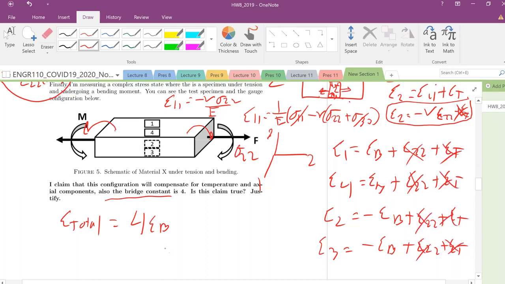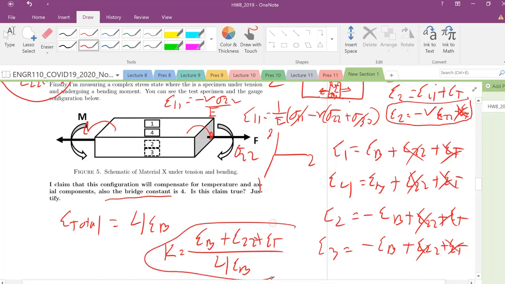So 4 EB. So our bridge constant K is going to be equal to, again, what's in our first arm? EB plus E22 plus ET over 4 EB. That's it. Or bridge constant, excuse me, not the gauge constant. So again, think about how you can rearrange and change the orientation of your strain gauge to eliminate different components, and more importantly, see where your strain gauge is elongating, where it is being compressed, and how you can play around with that to measure different types of strains in different directions. Yeah, so that's about it.